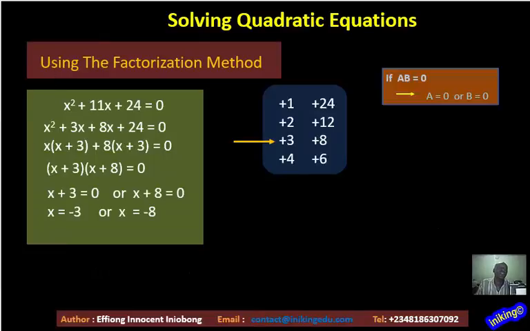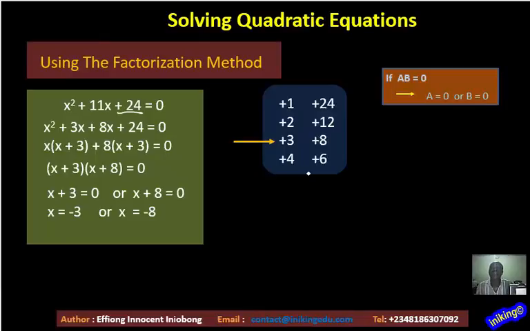Yes, so we have it there on the screen. We have been able to do what? Solve this. That our x is what? Minus 3 or x is what? Minus 8. That is the factorization method. I'll go over it again. The first thing is, look at your plus 24. List out the pairs of factors. We have here 1 times 24, 2 times 12, 3 times 8, 4 times 6.